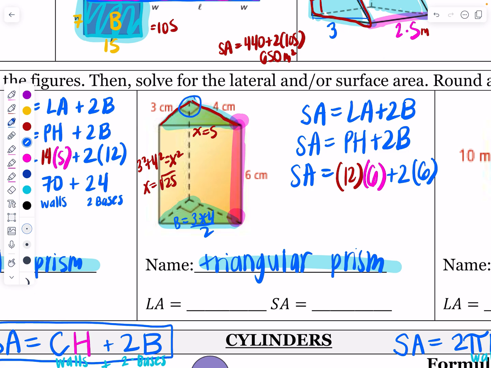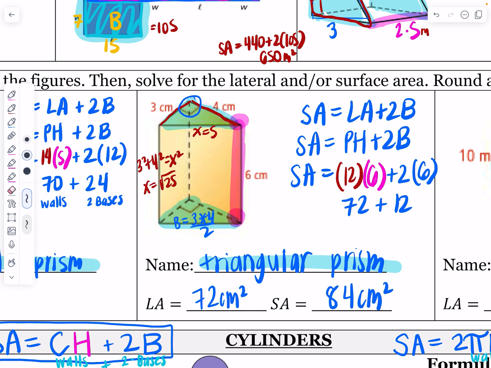And so when I go to find the lateral area, 12 times 6 is going to give me my lateral area. That's the walls. That's going to be the lateral area of 72 plus 12 for the bases. So 72 centimeters squared is how much area I have on my walls. The surface area is going to be 72 plus 12. And so you get 84 centimeters squared of surface area whenever you add those together.